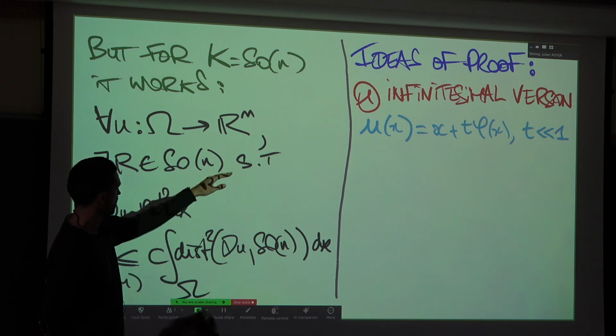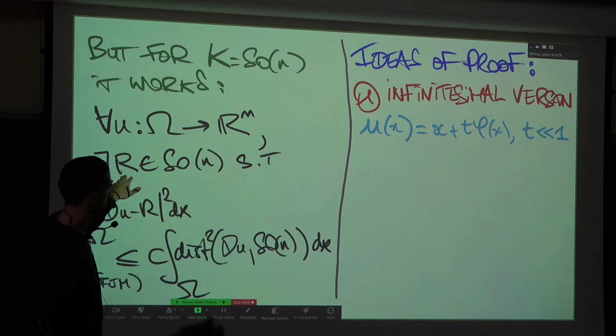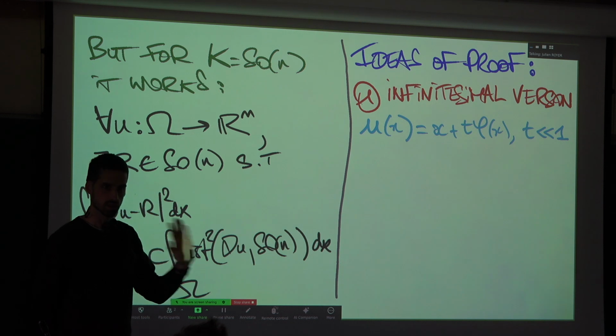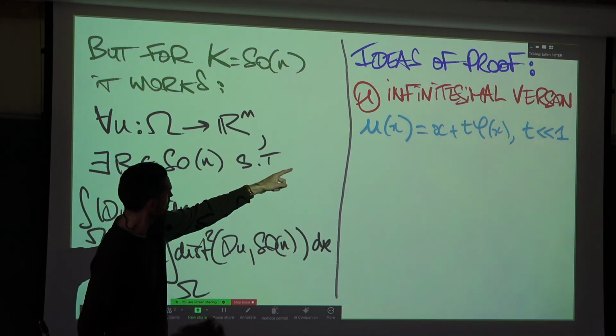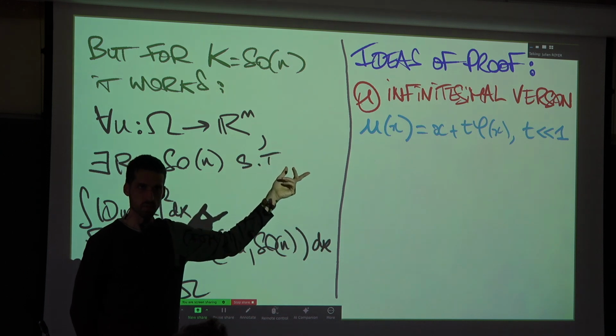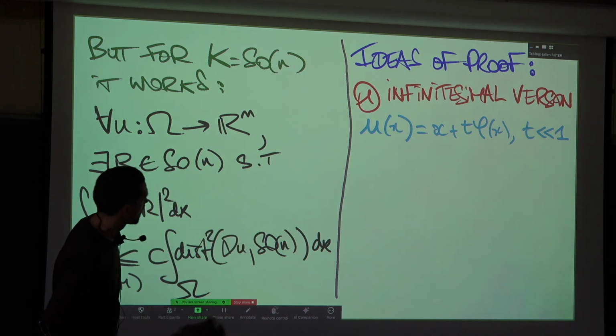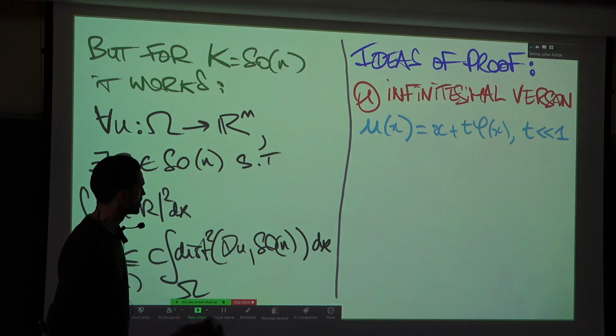Okay, let me start from a map U that is already close to a single rotation, say the identity, the most simple of rotations. And now I take it, the identity plus something, and that something is very small. You see, I even wrote it with a small parameter t here.